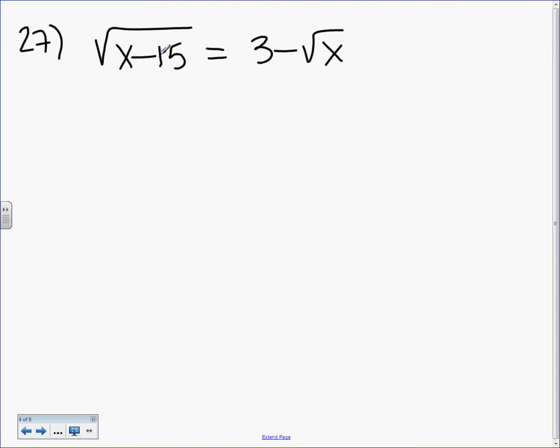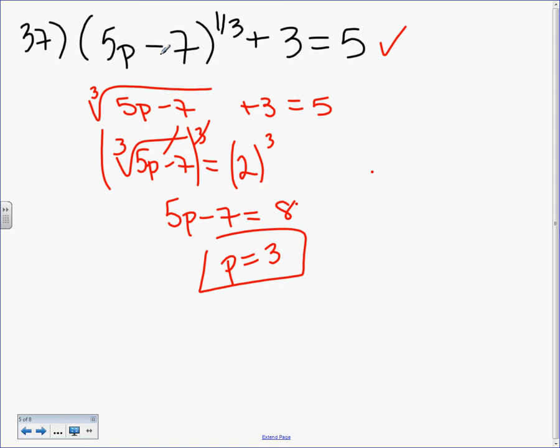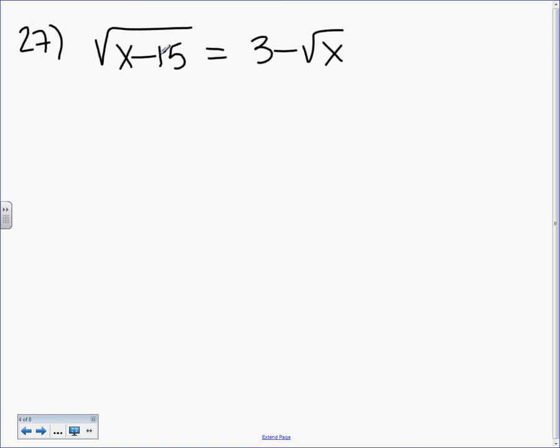Do you guys get the difference between this one and that one, where on that one I was able to get it alone, on this one I can't? The 3's in the way, okay? So if it's a square root, we have to square, right? What do I end up with on the left side? X minus 15, because this whole thing was square rooted, so it went away.